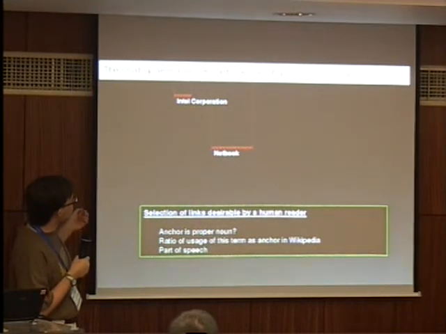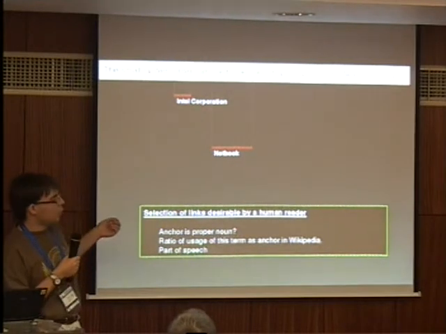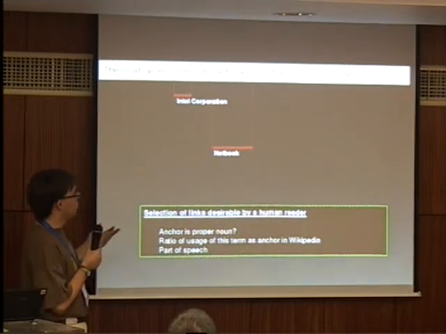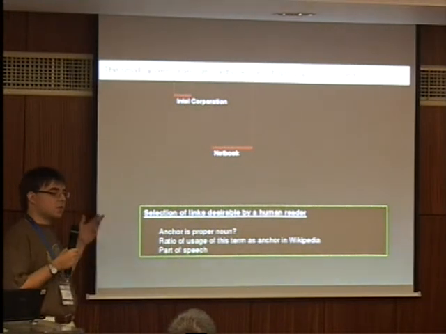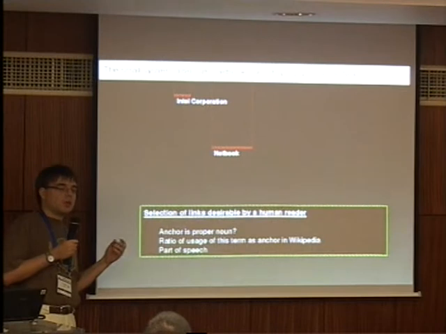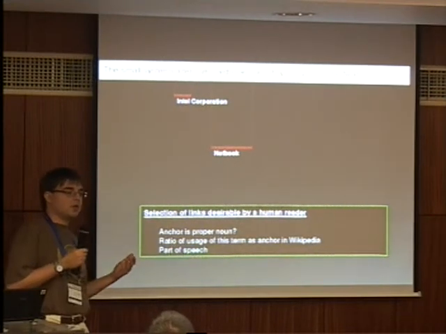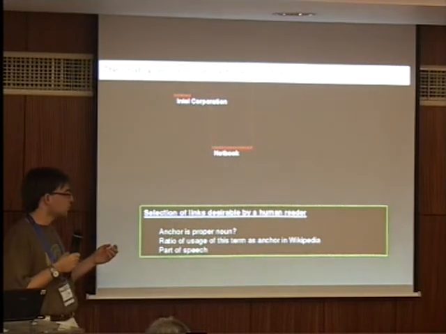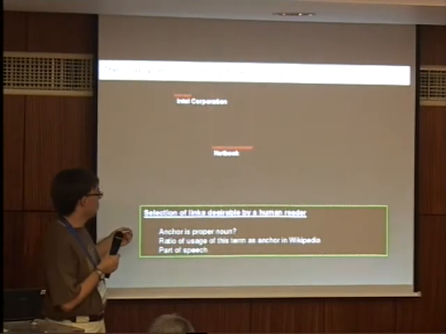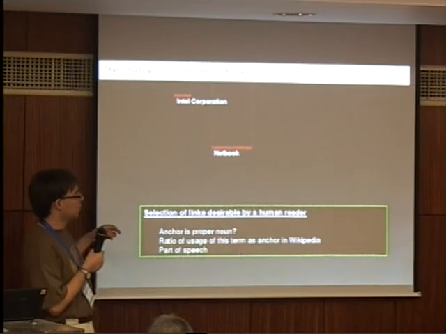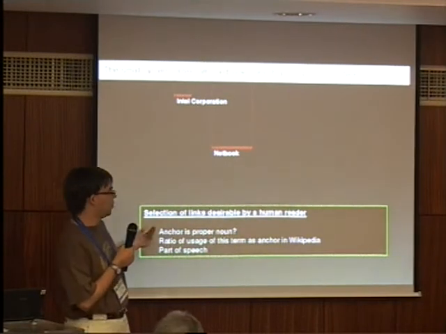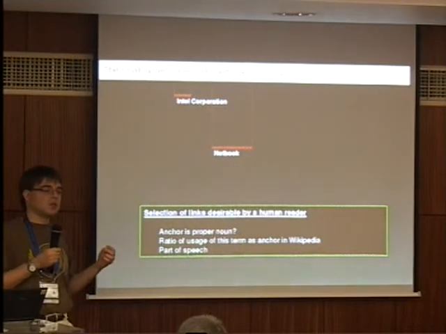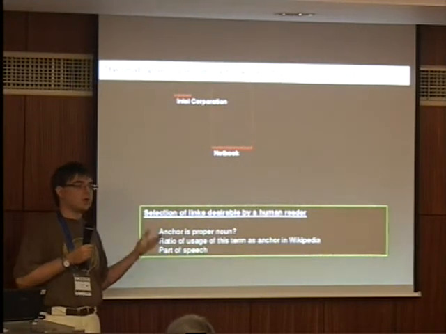Now, we do this in a similar way. We calculate, again, a number of numerical features for each candidate link, and these features are this time designed to represent the desirability of links for an average human reader. These features include like the possibility that the anchor is a proper noun, because proper nouns are usually more desired links than other kinds of words.